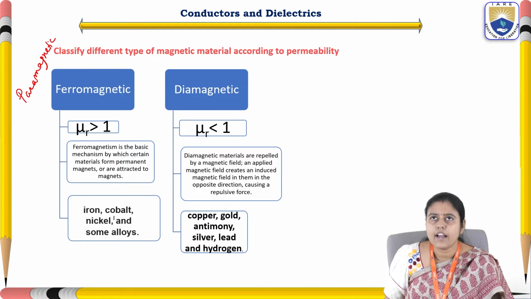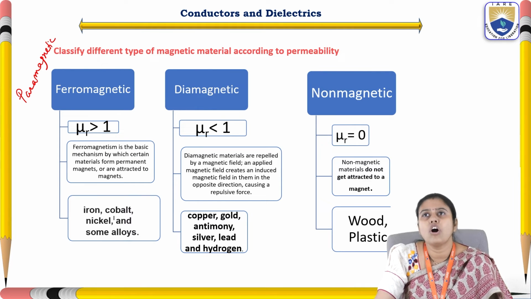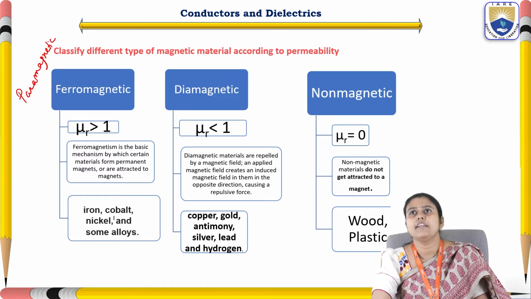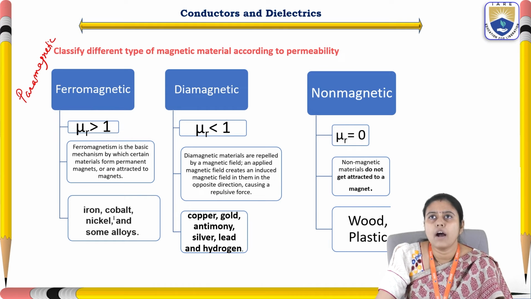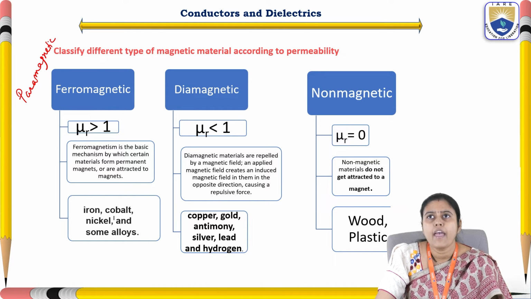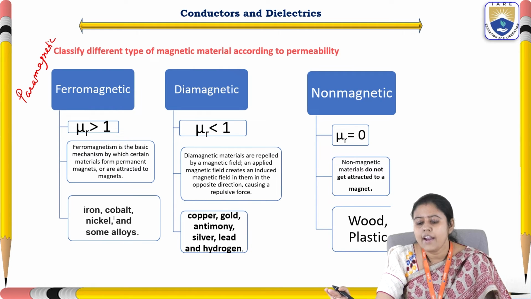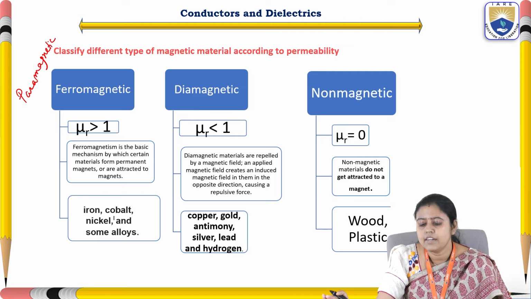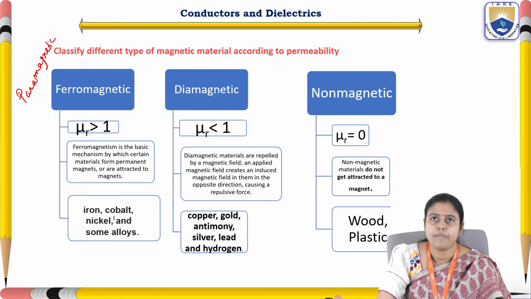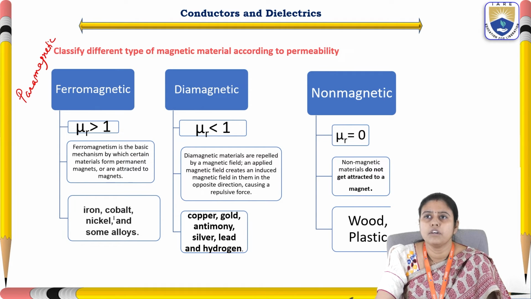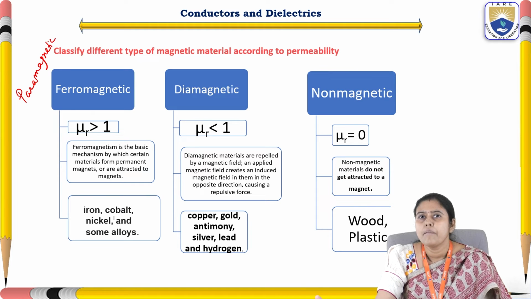And what is the third one? The third one is non-magnetic. Non-magnetic means mu r equals 0, and they are not attracted by any types of magnet. Examples are wood, plastic, cloth. These are the non-magnetic materials.